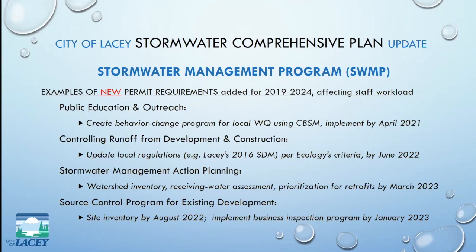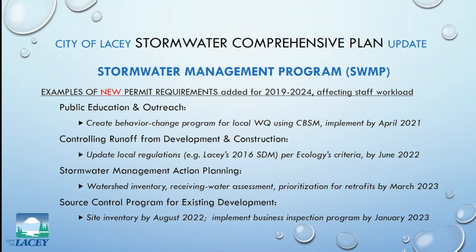Stormwater management action planning requires a bunch of steps. In general, there's an inventory of your watersheds, an assessment of receiving waters, and then identifying and prioritizing where you would do water quality retrofits. And we have to have all that accomplished by March of 2023.